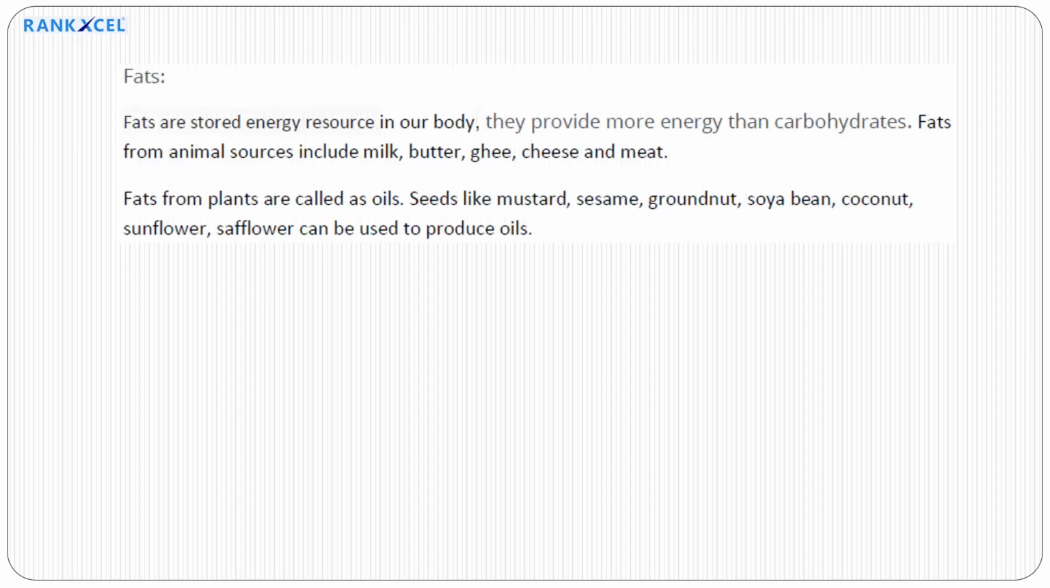Fats are a stored energy resource in our body. They provide more energy than carbohydrates. Fats from animal sources include milk, butter, ghee, cheese and meat. Fats from plants are called oils. Seeds like mustard, sesame, groundnut, soybean, coconut, sunflower, safflower can be used to produce oils.